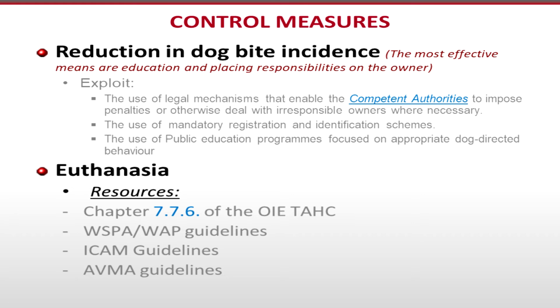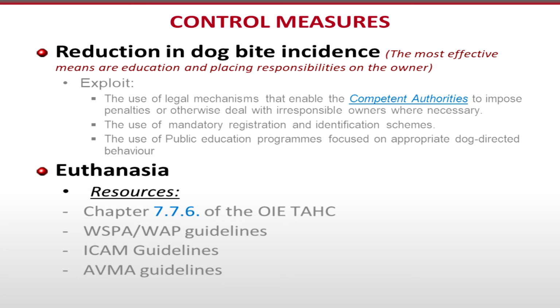Use of mandatory registration and identification could be another one, so that you should be able to identify which dog it was. And of course, the owners, once they know their dogs are registered, will tend to be more careful rather than leaving them to go around biting people. You can use public education again, focused on appropriate dog-directed behavior.